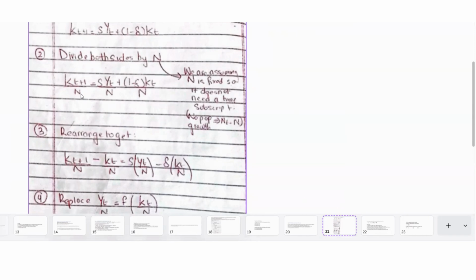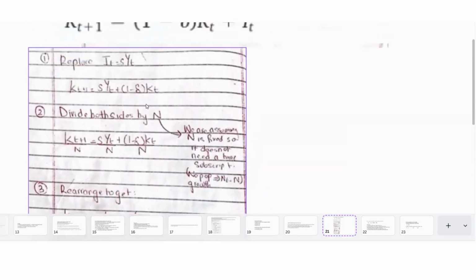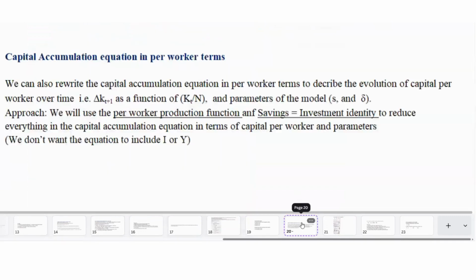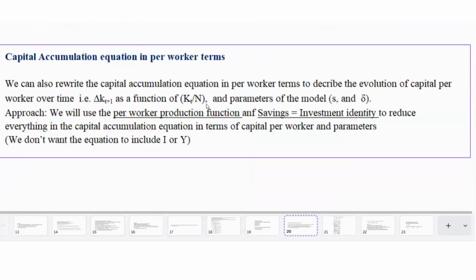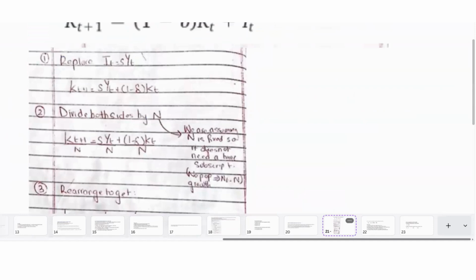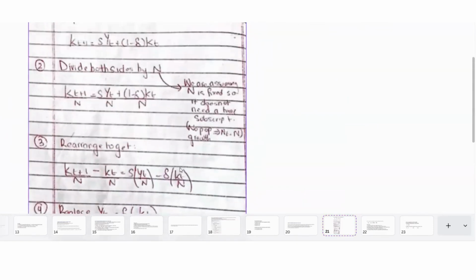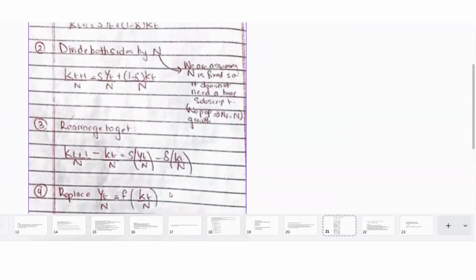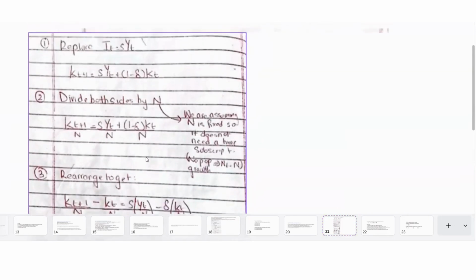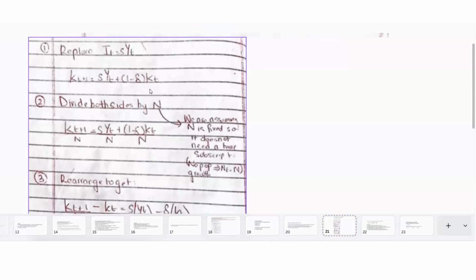So we just rearrange this a bit to get capital per worker on the left-hand side. Because again, the goal is that we want to write change in capital per worker as a function of capital per worker and parameters of the model. So now, like we said, we want everything in terms of capital per worker and the parameters S and delta. We don't want I or Y present in this capital accumulation equation.